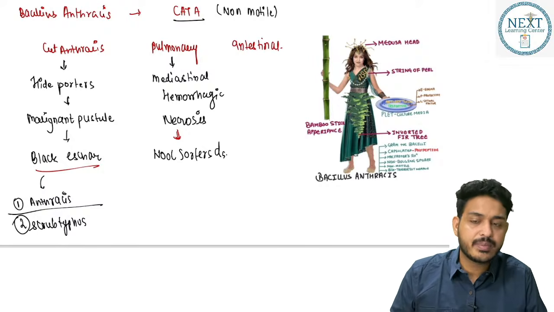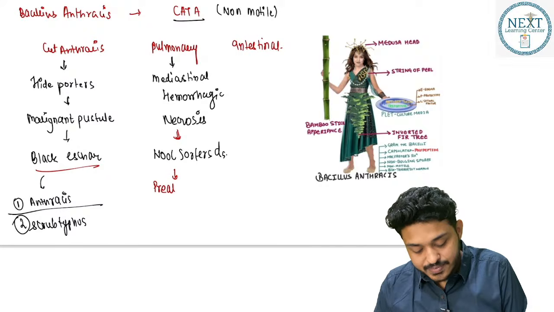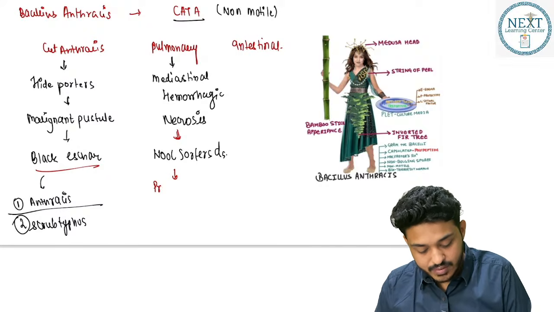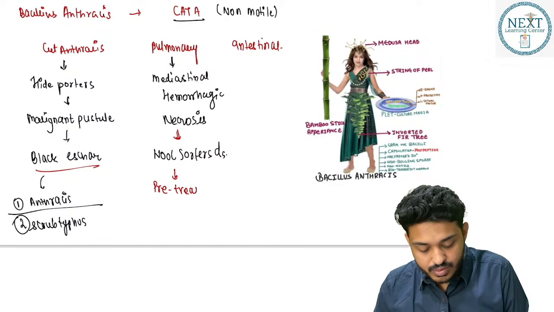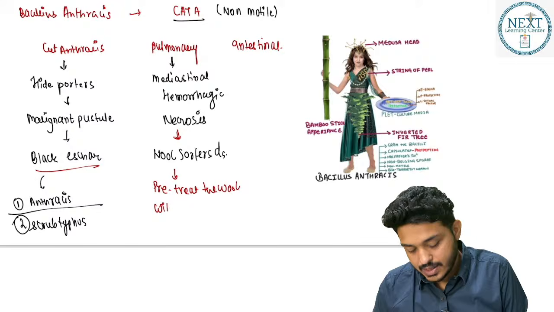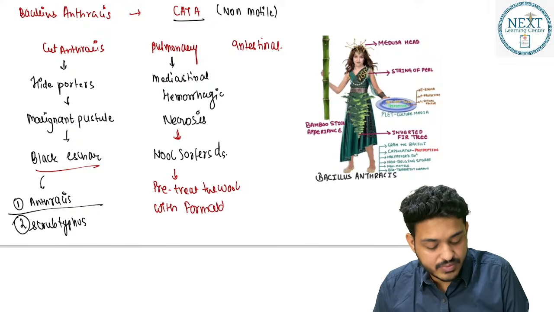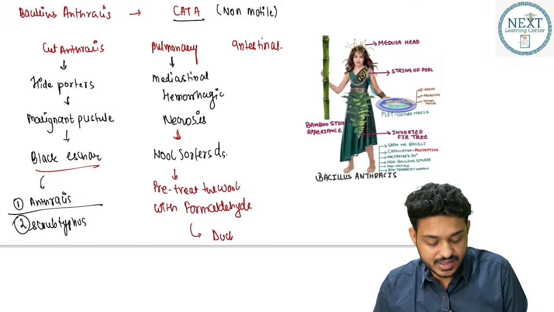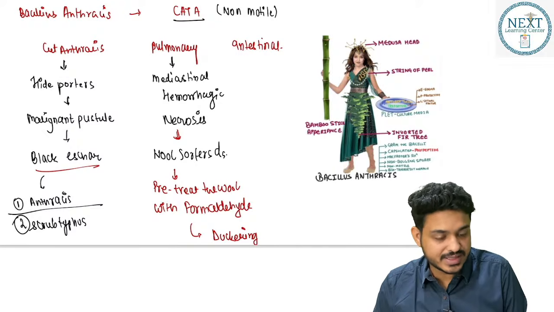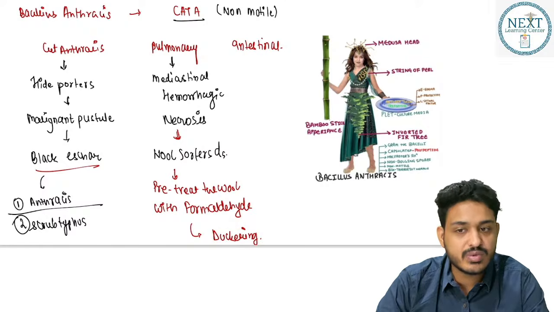Earlier this thing was happening, but nowadays we are pre-treating the wool with formaldehyde. So to avoid this particular thing, we are going to pre-treat the wool with formaldehyde. And this process is known as, this is your exam question, we are pre-treating the wool with formaldehyde. This process is known as what? This process is known as duckering, right? So the important thing is going to be what? What is duckering? Pre-treating the wool with formaldehyde.